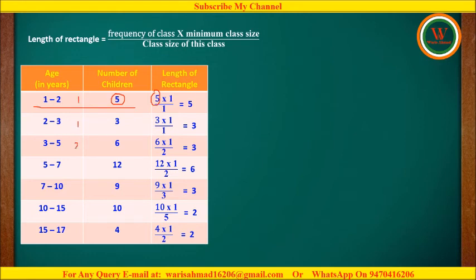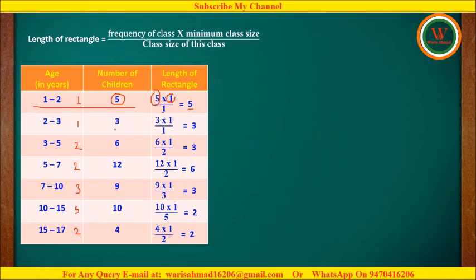5 minus 3, 2. 7 minus 5 is also 2. 10 minus 7, 3. 15 minus 10, 5. Difference between 17 minus 15, that is 2. So the minimum difference is 1. So we can write here 1, divided by class size of this class. What is the class size of this class? That is 1. So we have to divide it by 1. After solving this one, we will have 5.